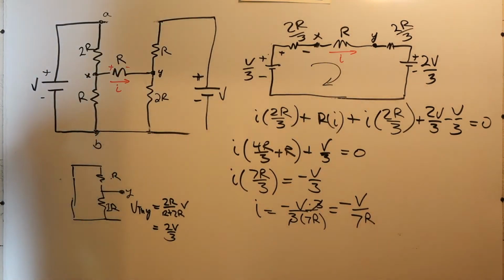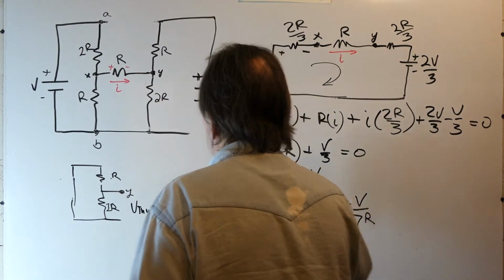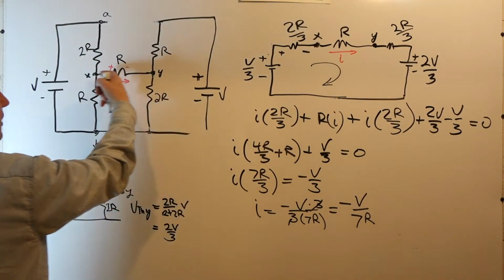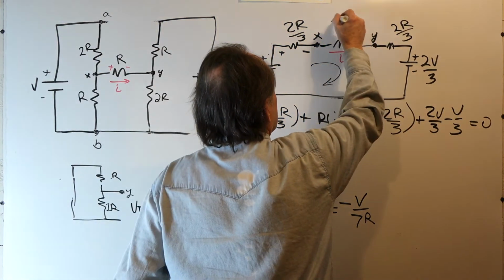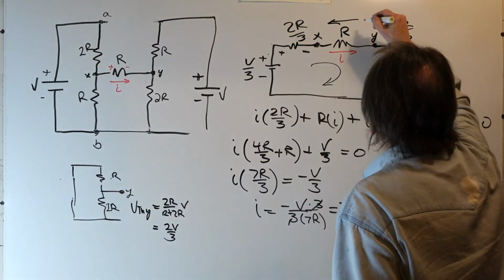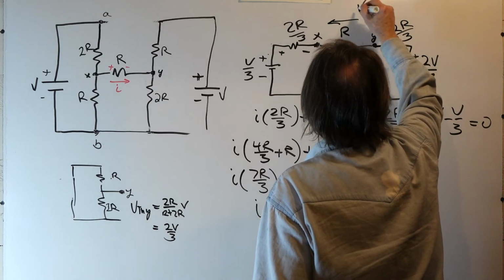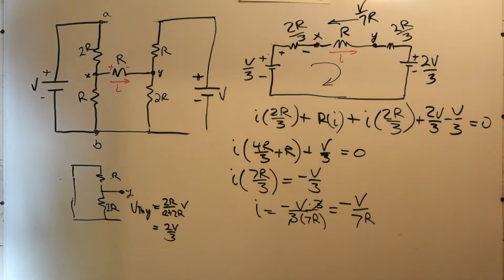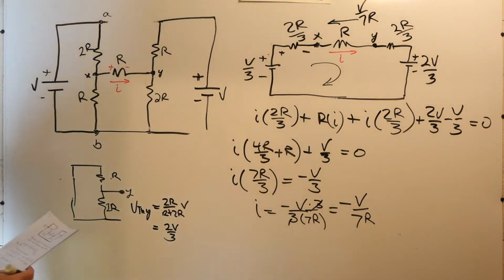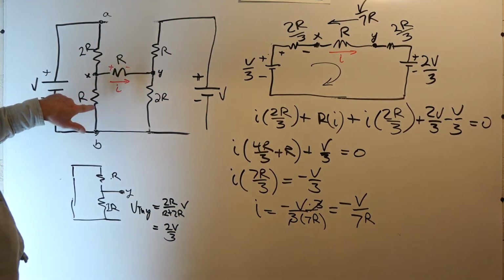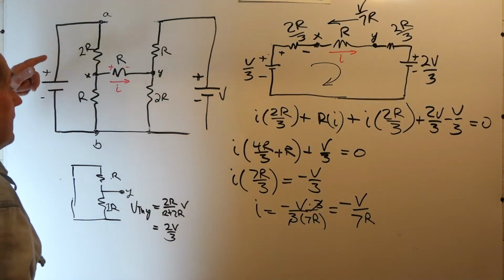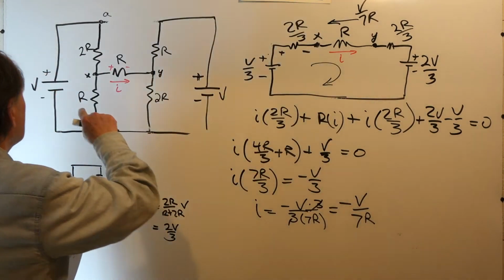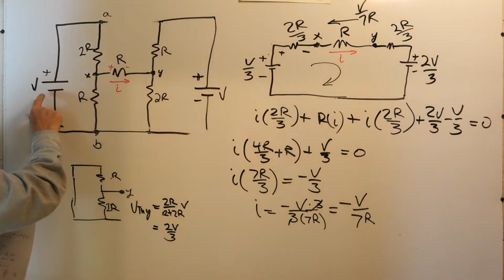That's our current I. The minus sign is telling us I picked the wrong direction, that the I is actually going from the Y terminal to the X terminal. It's actually going in this direction with the value of V over 7R. And that's what we had before. Now, of course, once we have that, we can solve for the other currents in the network like we did before to get what the total current is coming out of each of the sources.